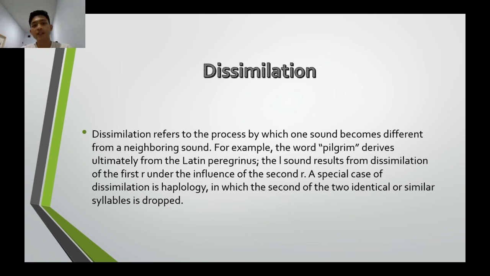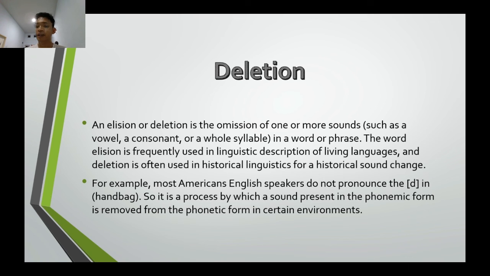And the next is dissimilation. Dissimilation refers to the process by which one sound becomes different from a neighboring sound. For example, the word pilgrim derives ultimately from the Latin peregrinus. The L sound results from dissimilation of the first R under the influence of the second R. A special case of dissimilation is haplology, in which the second of two identical or similar syllables is dropped.